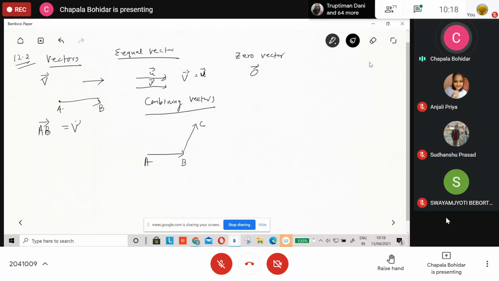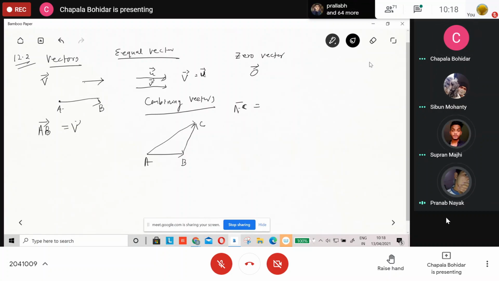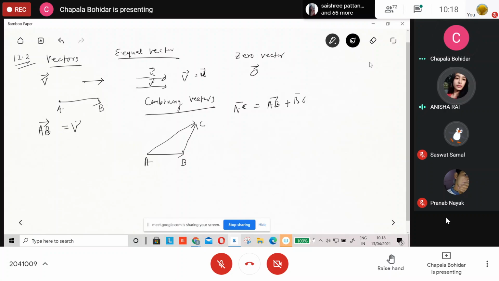So the combined effect of this displacement is that the particle goes from A to C. What do you say about that A to C? Yes, that is your resultant vector. AC is equal to AB vector plus BC vector.